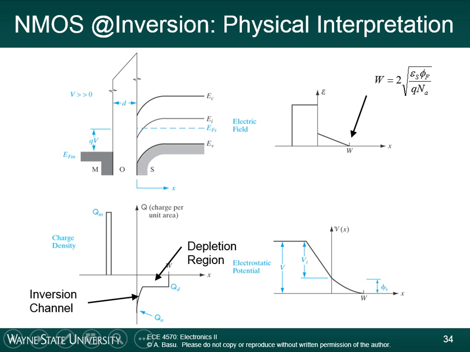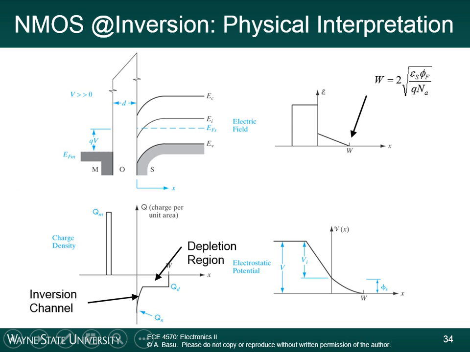Remember, there's a large voltage that's applied to the gate side of it. So this is your applied voltage. Some of that voltage drop occurs over the oxide. A little bit of that voltage drop occurs over the depletion region. And then this right side of the diagram is 0 voltage here.